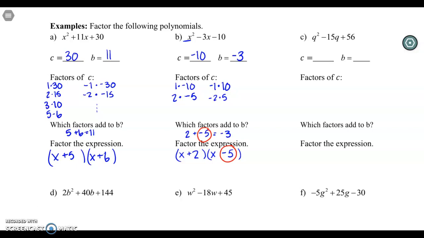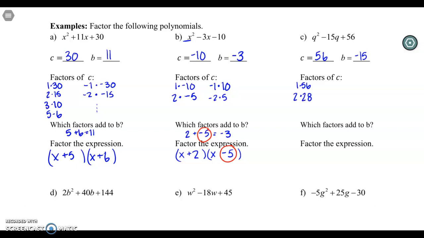Okay. Now let's look at C. So in A we had all positive numbers, B we had 2 negative numbers, and in C we have a mixture of positives and negatives. So let's take a look at what that would be. So my C is a positive 56, and my B is a -15. So I'm going to list out the factors of C. So I could do 1 times 56. I could do 2 times, let's see if I can do this right, 28.